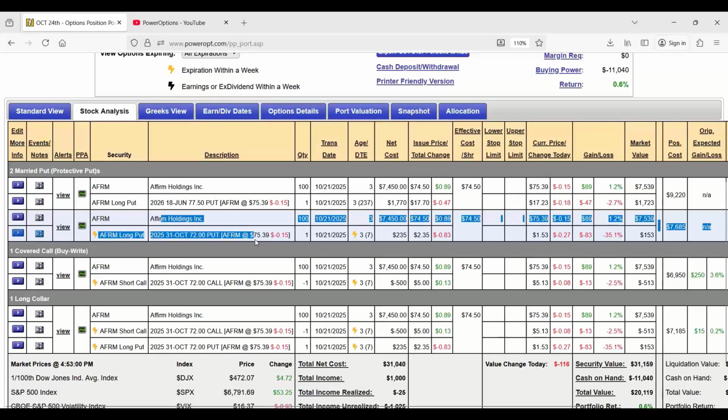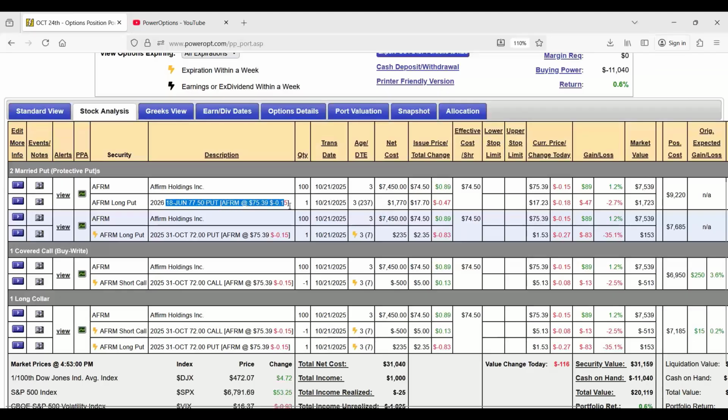The married put I showed you is here. The married put I didn't show you is likely, and now that I look at it, it's not what I would have done. I would have gone to the 80 strike. I apologize for that, but it's still going to allow me to show something important. Following the rules in the blueprint, I would have bought AFRM holdings on the 21st, 74.50, same as we did the other married put, the covered call, and that little conversion that we shared.